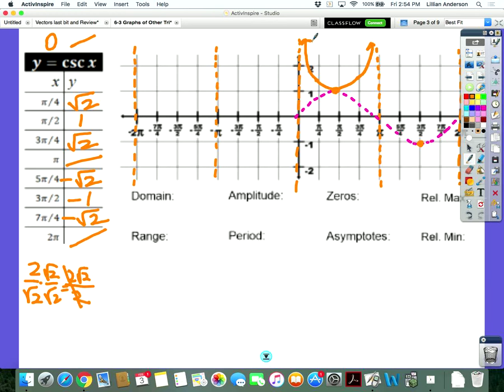That is part of cosecant. It works the same way over here. The cosecant of 5 pi over 4 is a negative square root of 2. Over here, negative square root of 2. It's going to do the same thing. Get really close to the asymptote, but never cross or touch. And that is one period of cosecant.